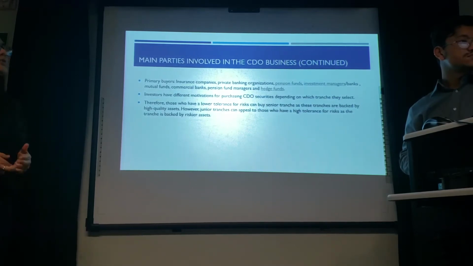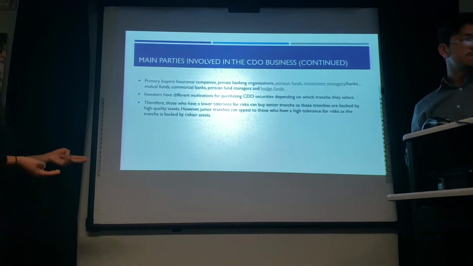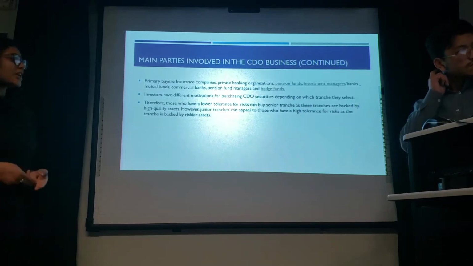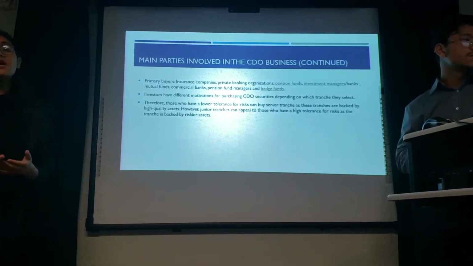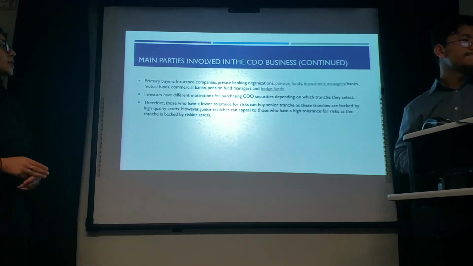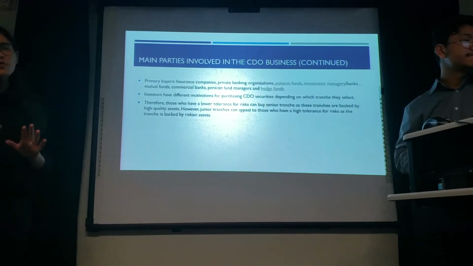These investors have different motivations behind purchasing CDO securities, depending on which tranches they select. For instance, if they have a lower tolerance for risk, they can buy senior tranches, as these tranches are backed by high quality assets that ensure stable return. However, the junior tranches are normally preferred by those with a high tolerance for risk, as they are backed by riskier assets that give you a high return.